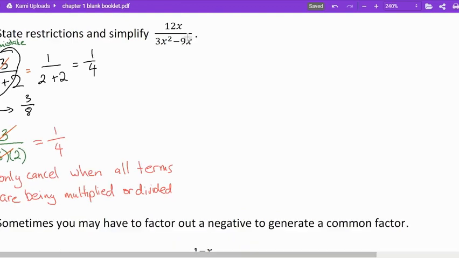As such, can I cancel these x's? No, not yet is the answer. All right, Luke had a great idea. Why don't we common factor? Okay, there's nothing to factor in the numerator, so let's leave the numerator as 12x. What is the common factor of the denominator? You got it. I heard it loud and clear, 3x. 3x squared divided by 3x is just x. Negative 9x divided by 3x is minus 9.